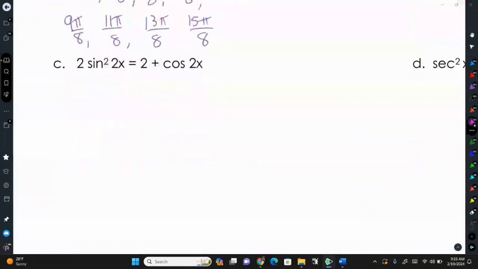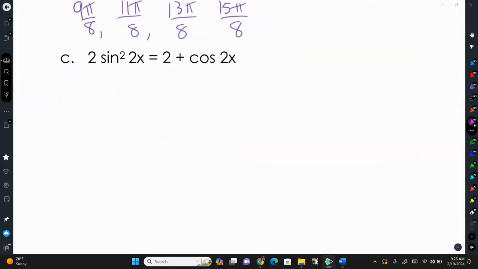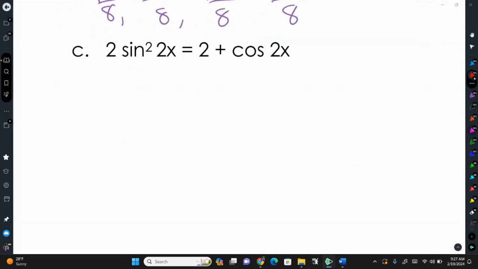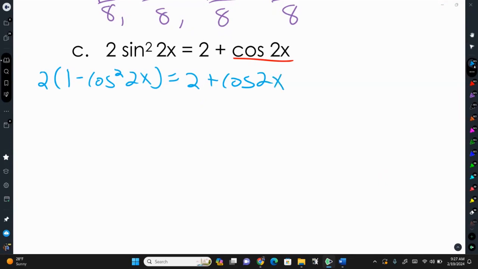This one's not really set up in that way because we have a sine squared and everything. So what I'm going to do is change this to cosine squared. And the reason I'm changing sine squared into cosine squared is because I already have a cosine to the first power. We can't change cosine to the first power into sine to the first power. So 2 times sine squared is 1 minus cosine squared. So 1 minus cosine squared of 2x equals 2 plus cosine 2x.